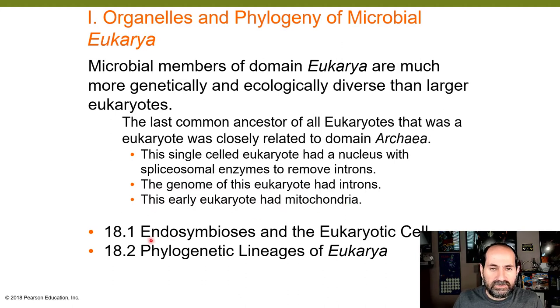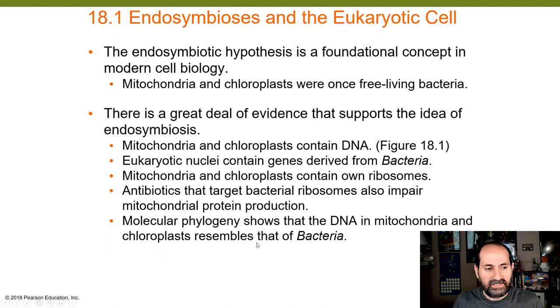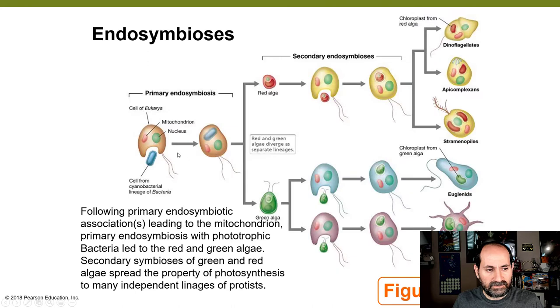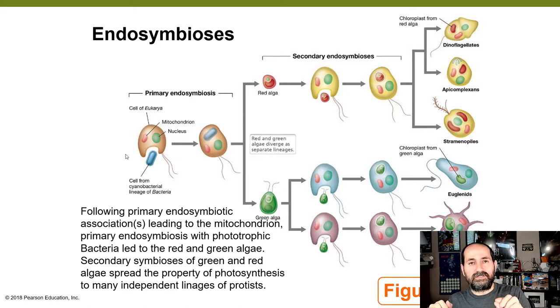So how did the mitochondria come to be? Do you guys remember the endosymbiont theory? The endosymbiosis theory, that primary endosymbiosis led to the formation of the mitochondria and the chloroplasts. Do you recall that? There's a lot of evidence for this theory. That your mitochondria and plants' mitochondria and chloroplasts originally came from bacteria once upon a time.